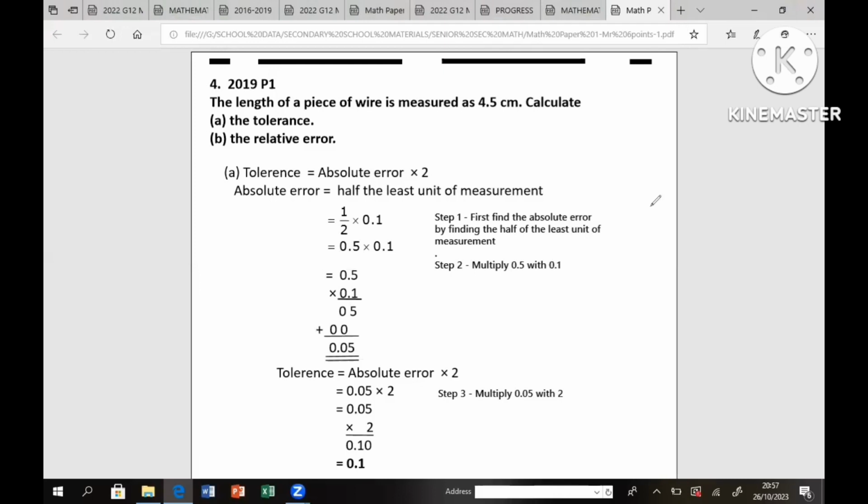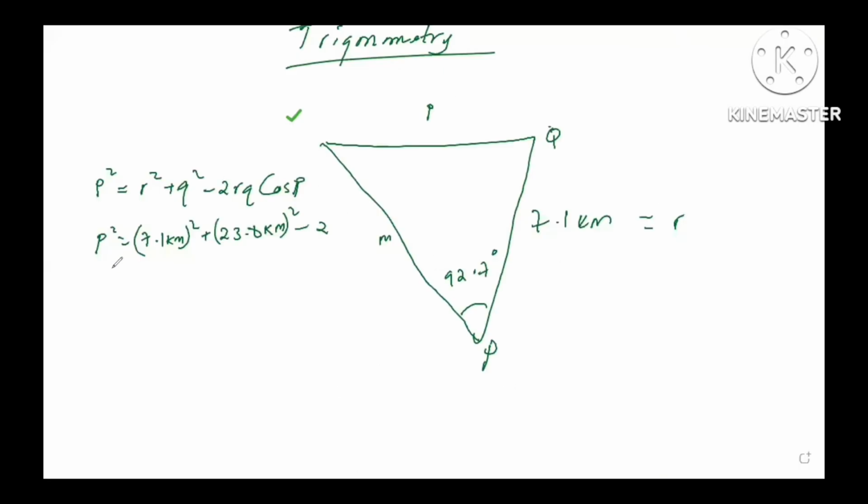Yes. Okay, thank you. So I'm going to continue here. So what is my R? It is 7.1 kilometers, right? Then again, I'm multiplying this by small q. What is my small q? We are just going to copy it from here, which is 23.8 kilometers. Then we are going to multiply these with cos P. What is my cos P? It is 92.7, right? This is in degrees. So you can simplify this now.